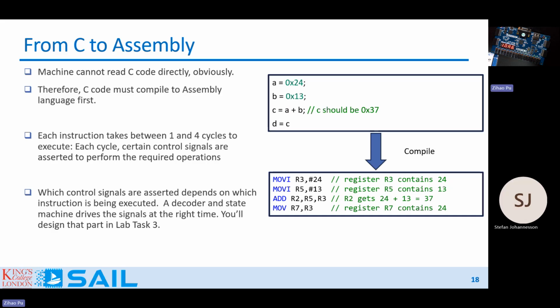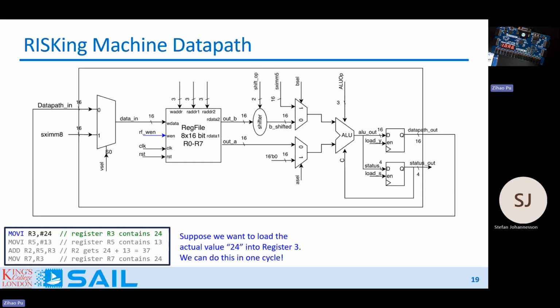In this task, I'm going to show you a quick demo with this quick C code, where A equals something, B equals something, and you perform C equals A plus B. And finally, you have D equals C. And if you try to compile them into assembly, it's just a simple 4 lines of code. So the first instruction to execute is move R3 with an immediate value of 24. So register R3 should contain 24.